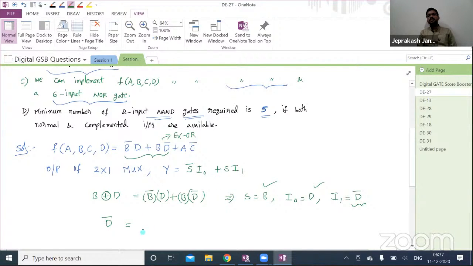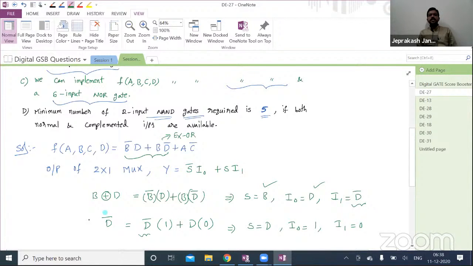Use the same standard equation. D bar into I naught is 1, plus D into I1 value will be 0. So in this case, I have chosen D as a selection line. If you make I naught value 1 and I1 value 0, then you'll get D bar, right? So here the selection line is D, I naught equal to 1, I1 equal to 0.